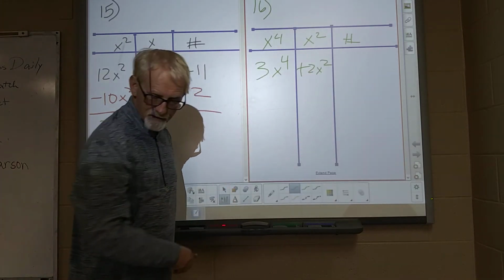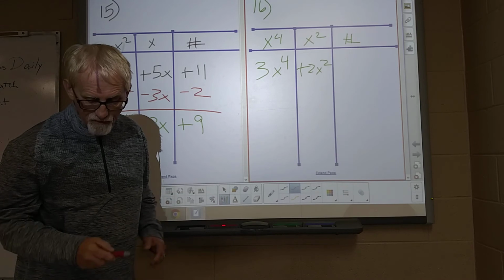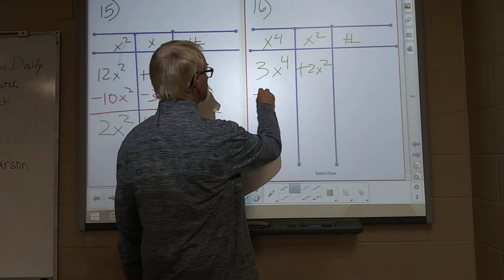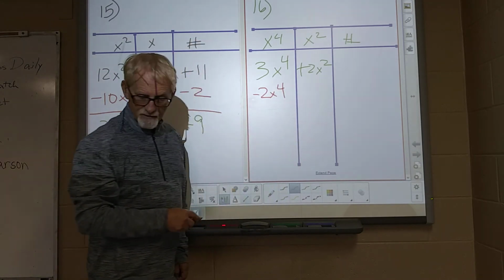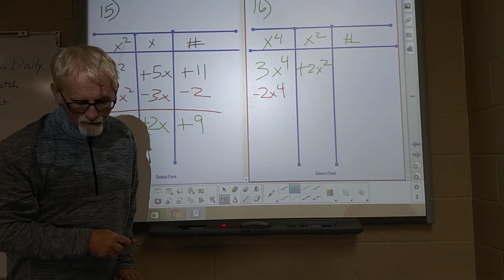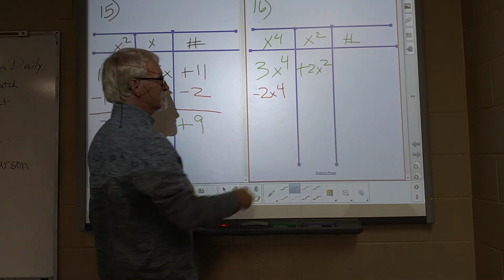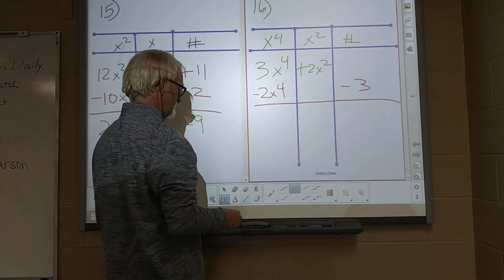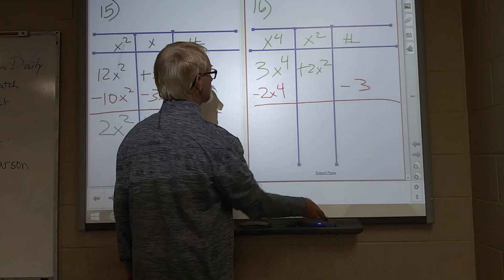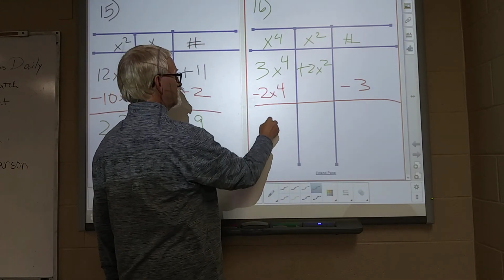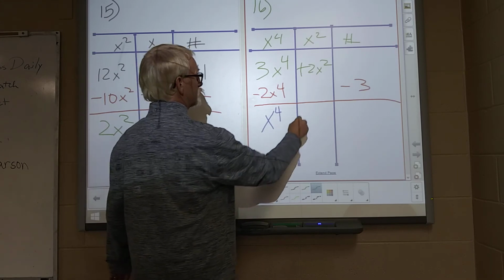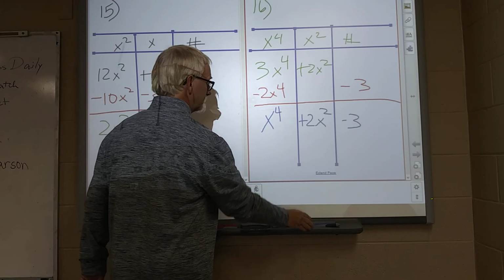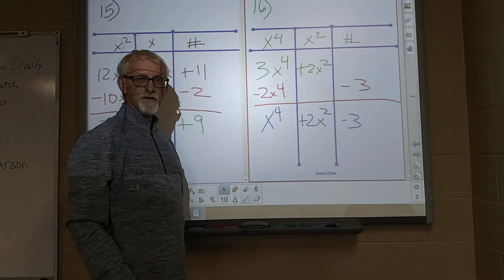And the next term, now we've got this minus sign in front of it, so all the signs change. Instead of being positive 2x to the fourth, it's going to be negative 2x to the fourth. And instead of positive 3, it'll be minus 3. Don't forget to put it in the proper column. You just combine them and you get 3x to the fourth minus 2x to the fourth is 1x to the fourth plus 2x squared minus 3. And that is it for today.